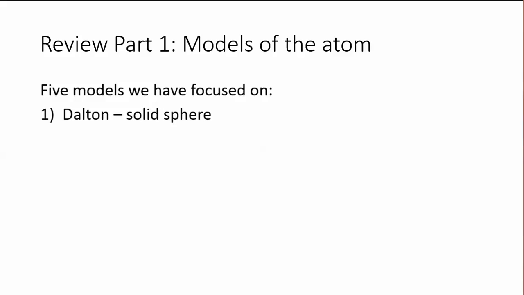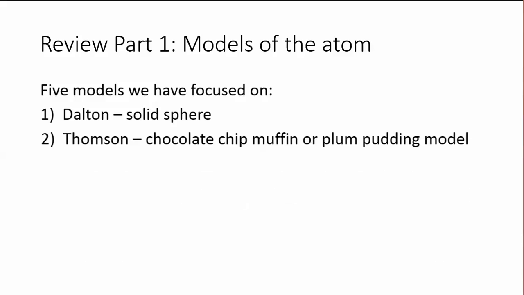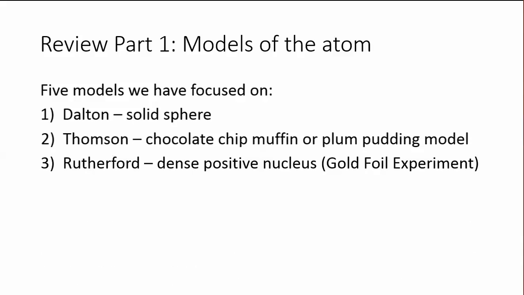The first was Dalton's model. That was the solid sphere. The second was Thomson's model. That was commonly called the plum pudding model, but we said in more modern terms we could call it the chocolate chip muffin model. Rutherford was the next model we looked at. Rutherford was the scientist who did the gold foil experiment, and he had the model with a dense positive nucleus.